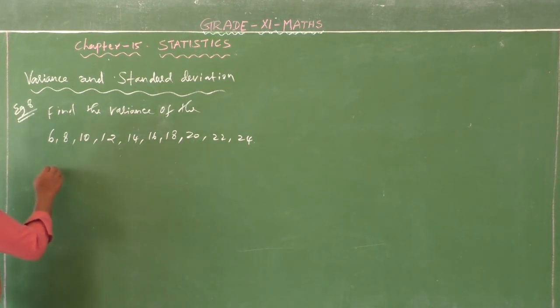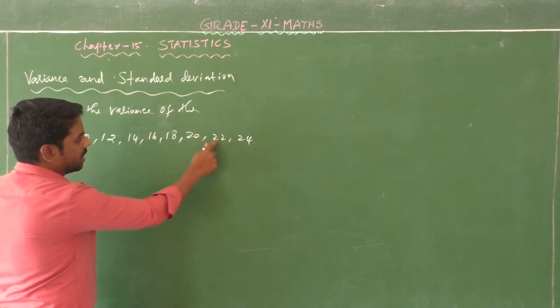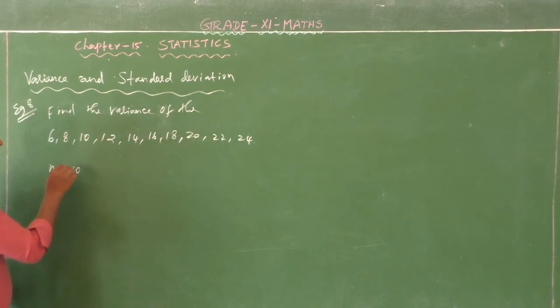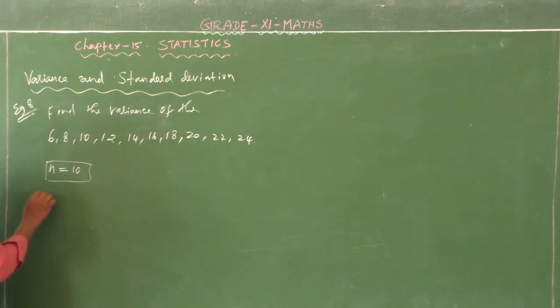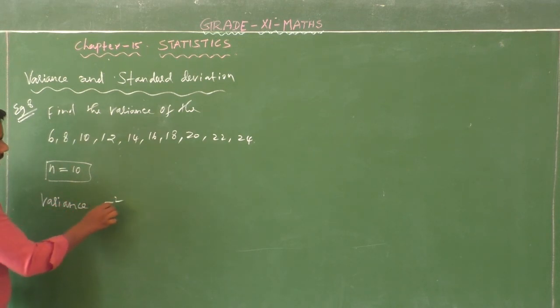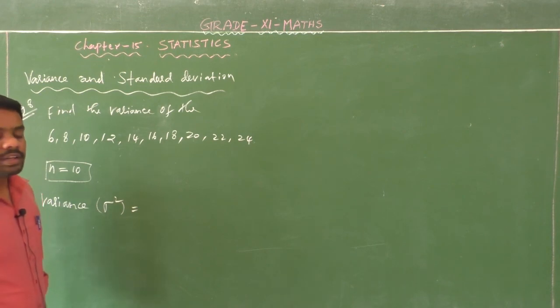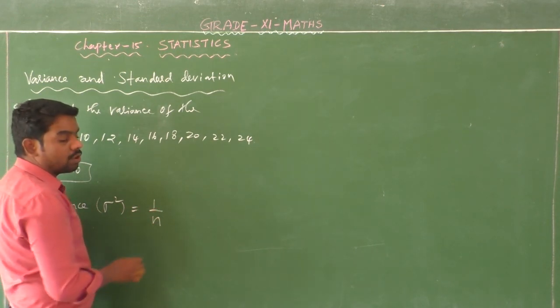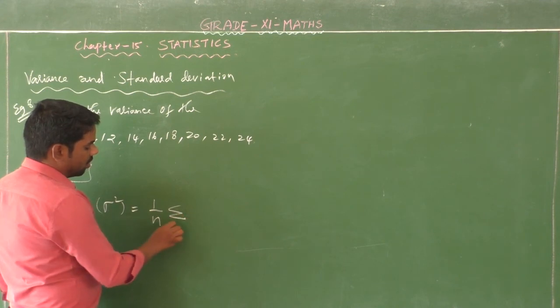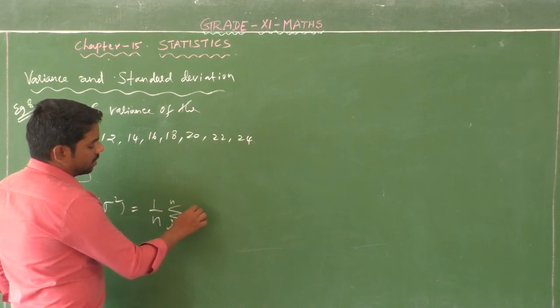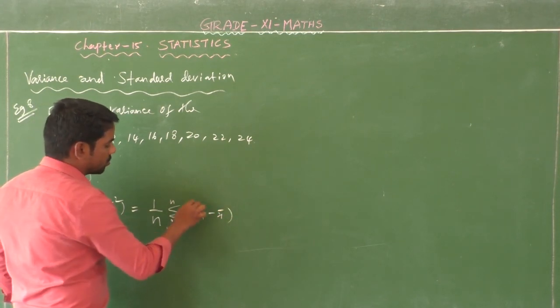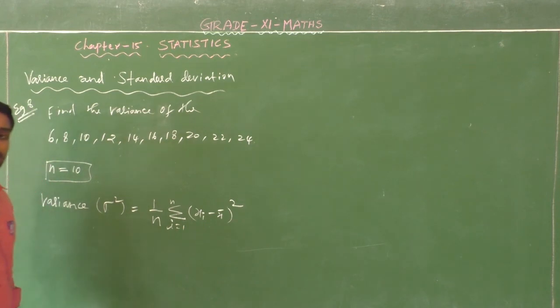Here n is the number of observations: 1, 2, 3, 4, 5, 6, 7, 8, 9, 10. So there are 10 observations, n equal to 10. You know the variance formula: variance sigma squared equals 1 divided by n, summation of i equal to 1 to n of xi minus x bar the whole square.